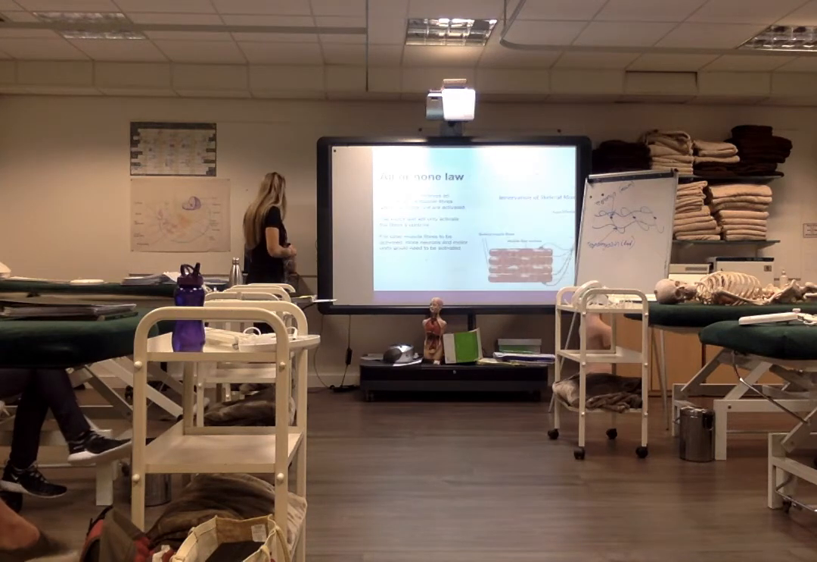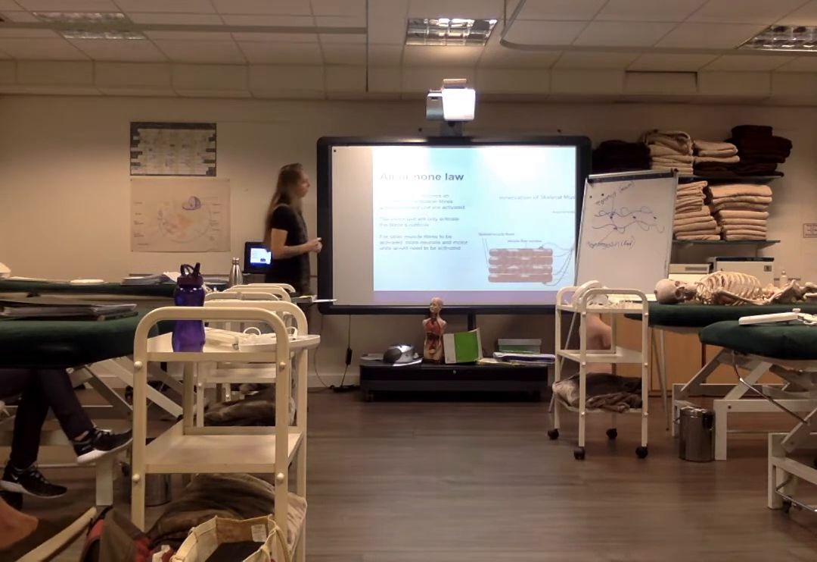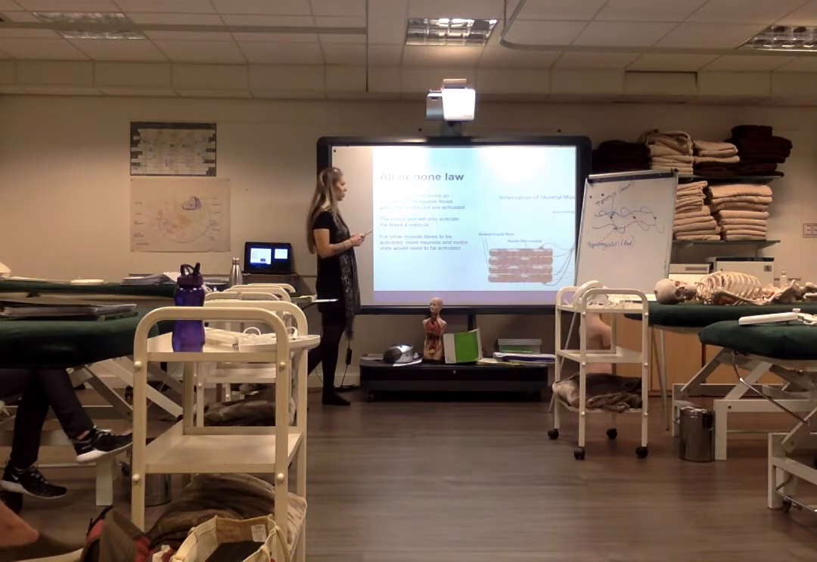Okay, I'm just going to quickly whiz through this. All or none law. When a neuron receives an impulse, all the muscle fibres within the motor unit are activated. The motor unit will only activate the fibres it controls. For other muscle fibres to be activated, more neurons and motor units would be activated.